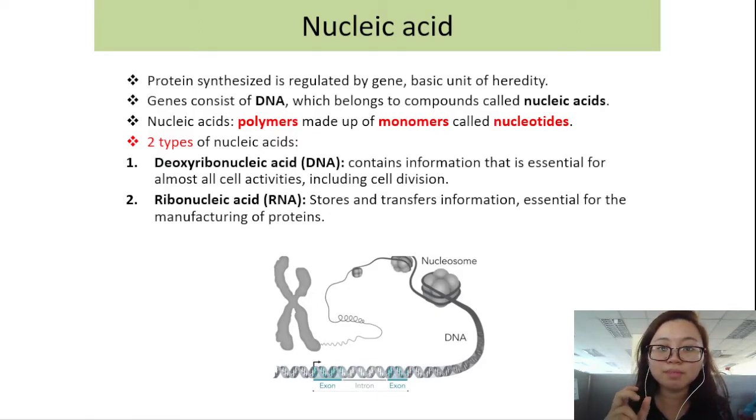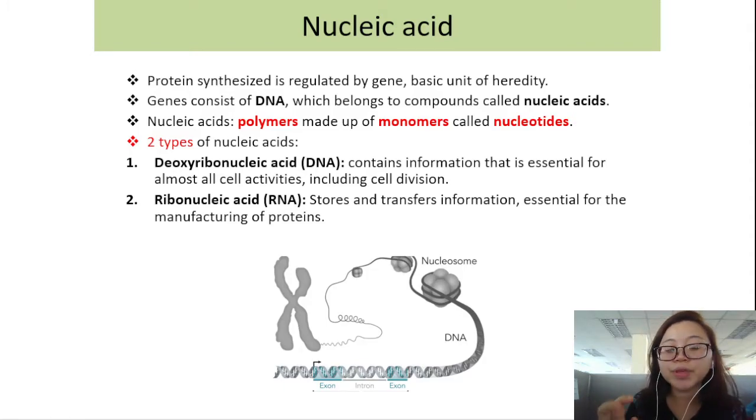So the most basic form of nucleic acid is nucleotides. There are two types of nucleic acids, which are DNA and RNA. The full name is deoxyribonucleic acid, DNA, and this contains information that is essential for almost all cell activities, including cell division. And the second is ribonucleic acid, or RNA, which stores and transfers information essential for the manufacturing of protein.